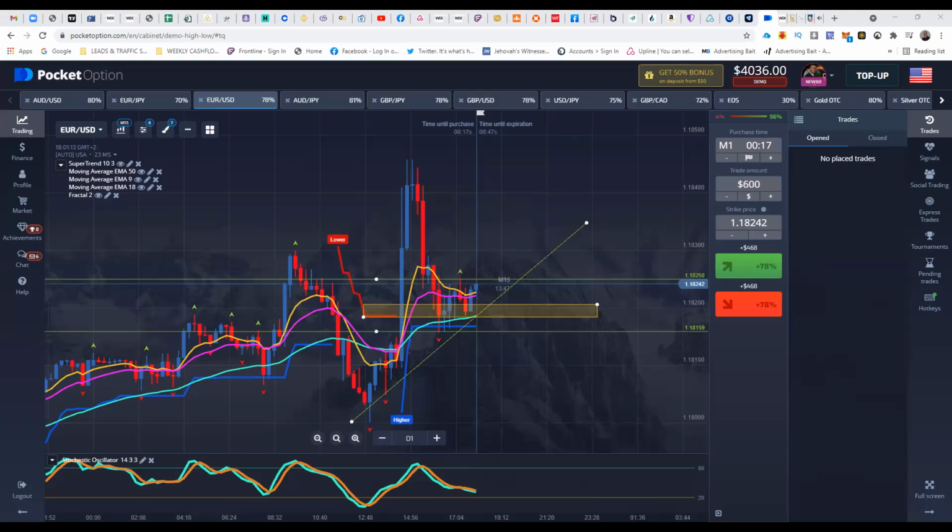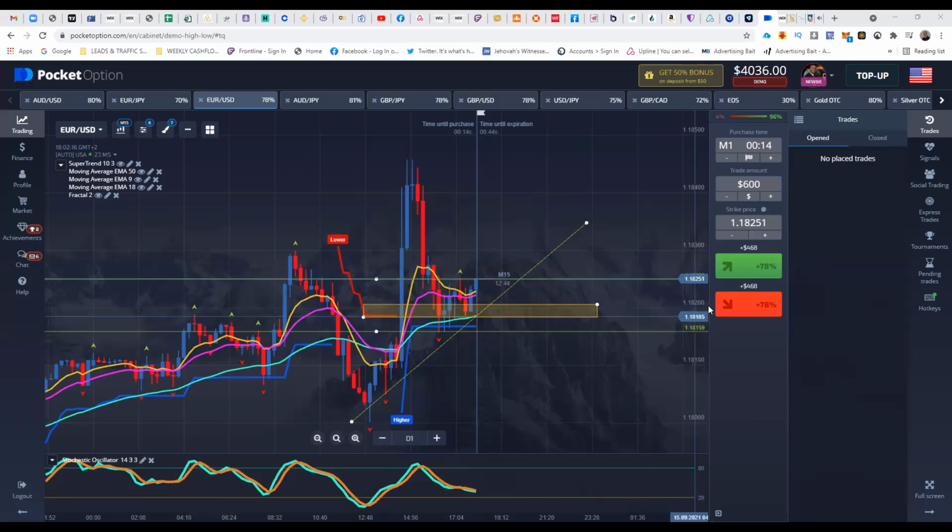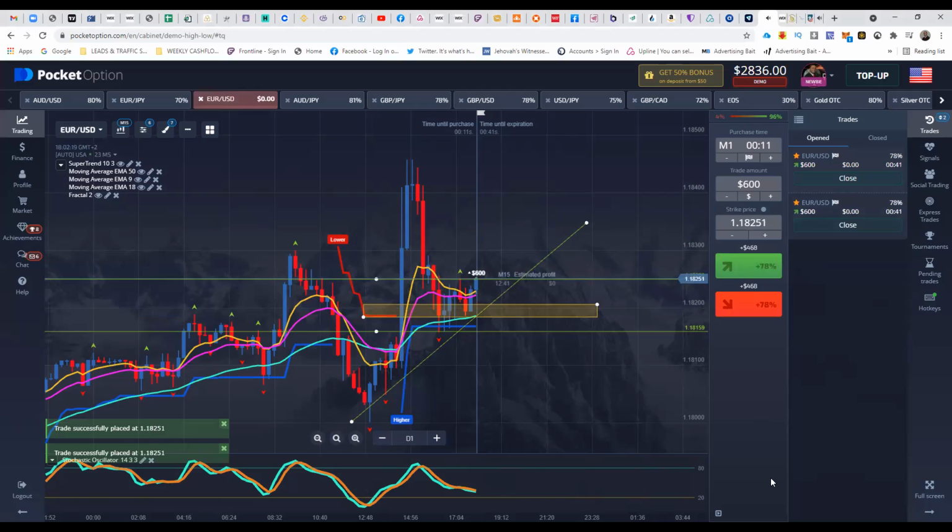It looks like it's pushing. If it pushes against this line, then I'm going to go ahead and just put in my call. Maybe. We'll wait for a few more minutes, a few seconds. Be right back. All right, so it's touching this line. I'm going to go ahead and put my call in, and we'll see what happens.